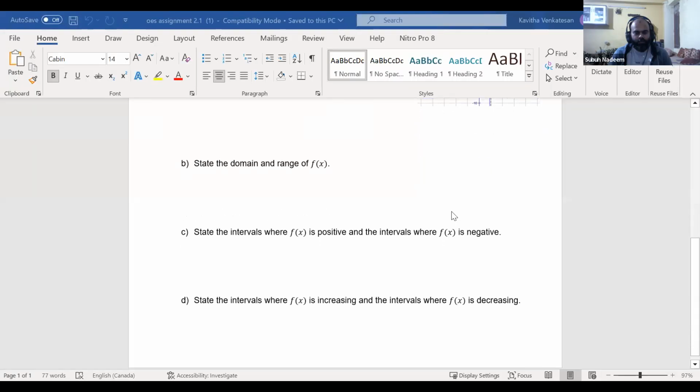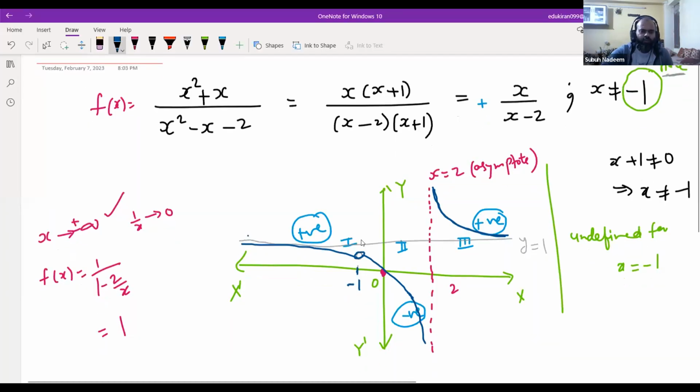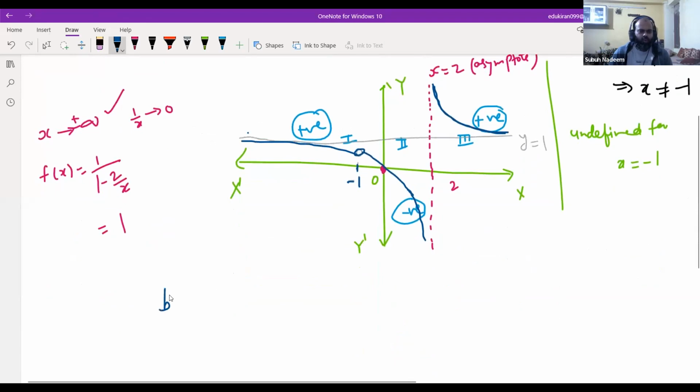So then next is domain and range of f of x. Domain and range of f(x), right? So as you can see from the graph, domain is the value of x. So what values of x you can't take?